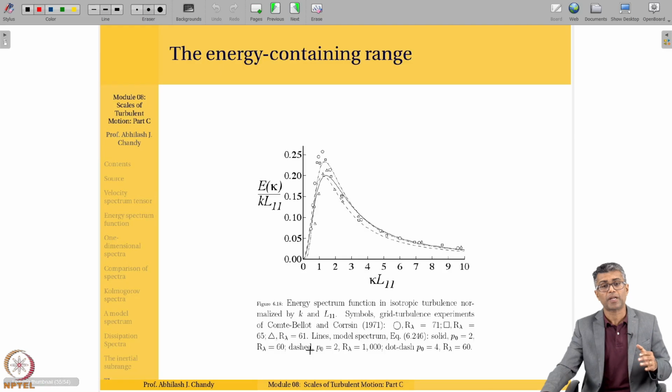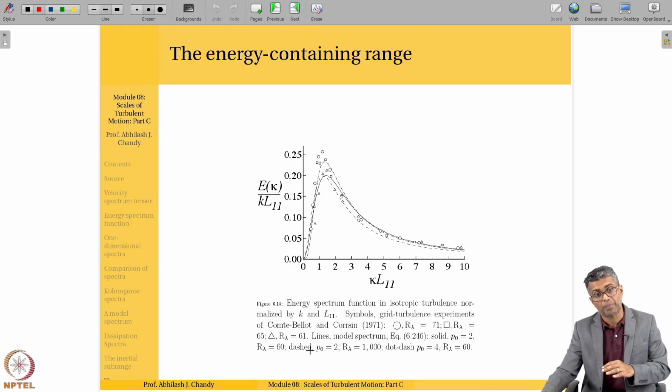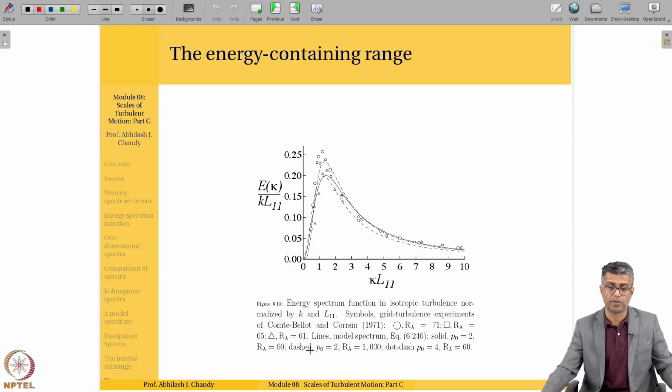Our next topic is to go into the energy containing range. So we saw the dissipation range, then we went to the inertial subrange. Naturally, the next thing to look at is the energy containing range. The energy containing range is not universal, we know that, so it is not going to overlap everywhere. However, we can still scale it appropriately.